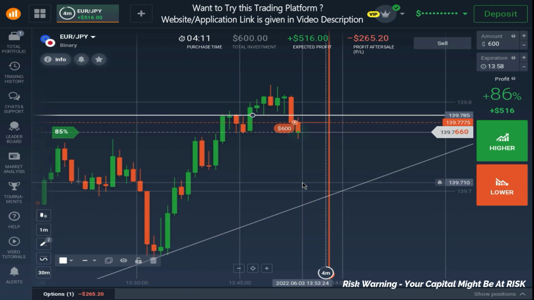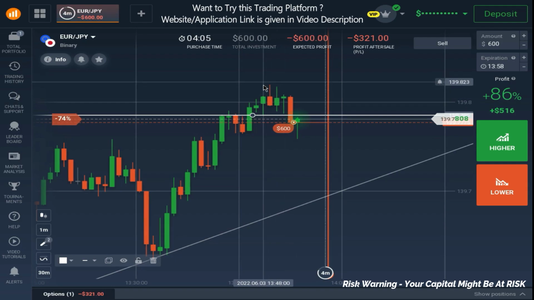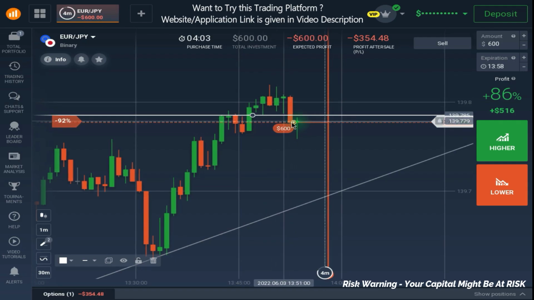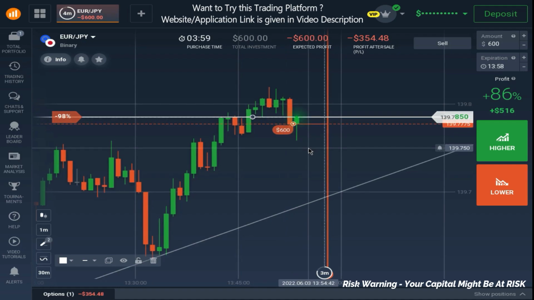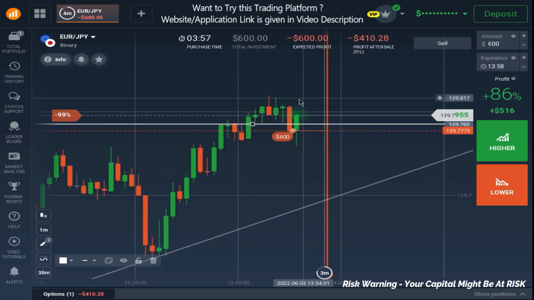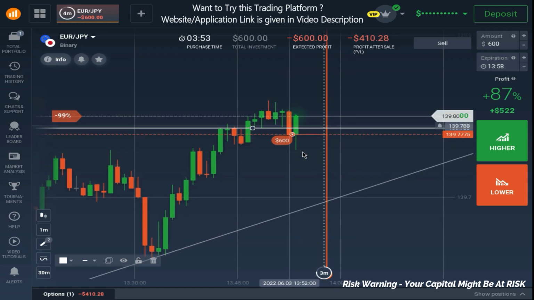I waited for the market to get weak. You can see the weakness here. The market was trying to go up, but it failed. We got rejections from the upper level, and as soon as this candle formed, I placed the trade. Now let's wait for the result and see what's going to happen. After this trade is finished, I will try to explain why I took this trade.